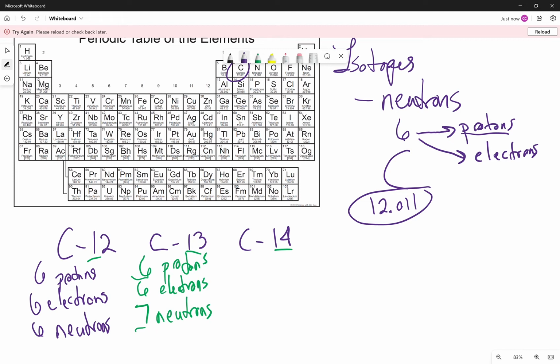Then for carbon 14, we're going to have 6 protons again. We're going to have 6 electrons. And we are going to have 8 neutrons.